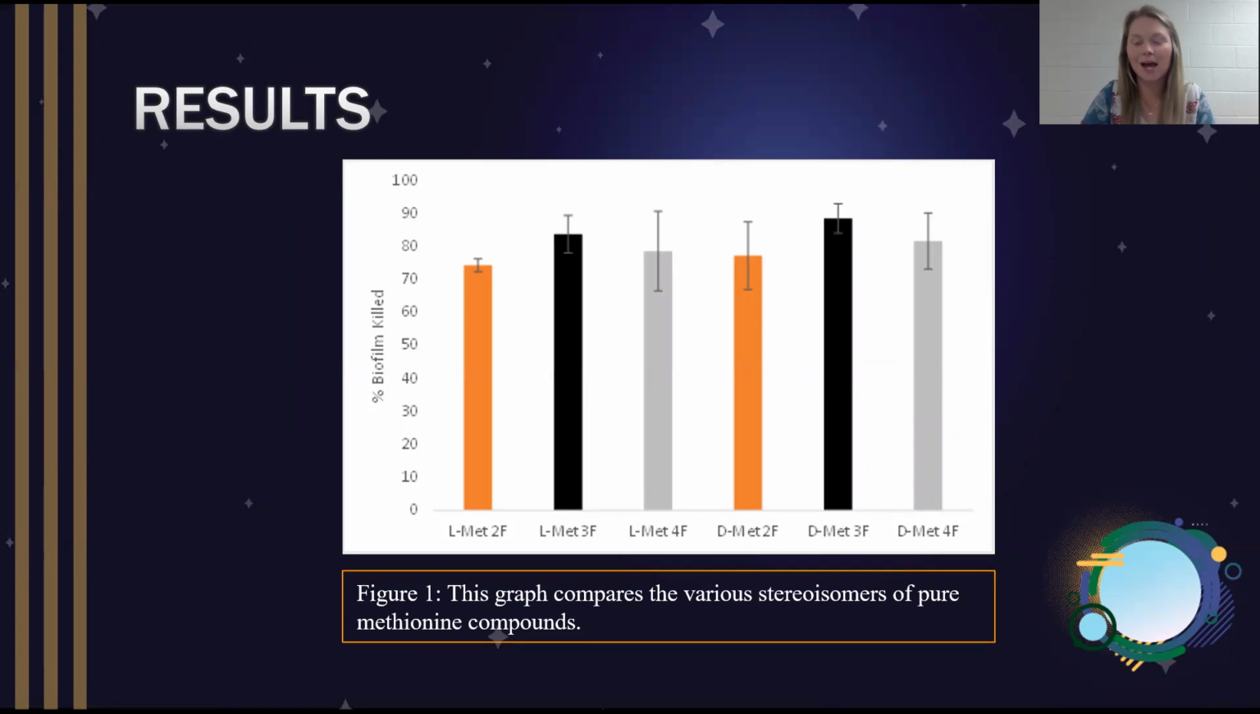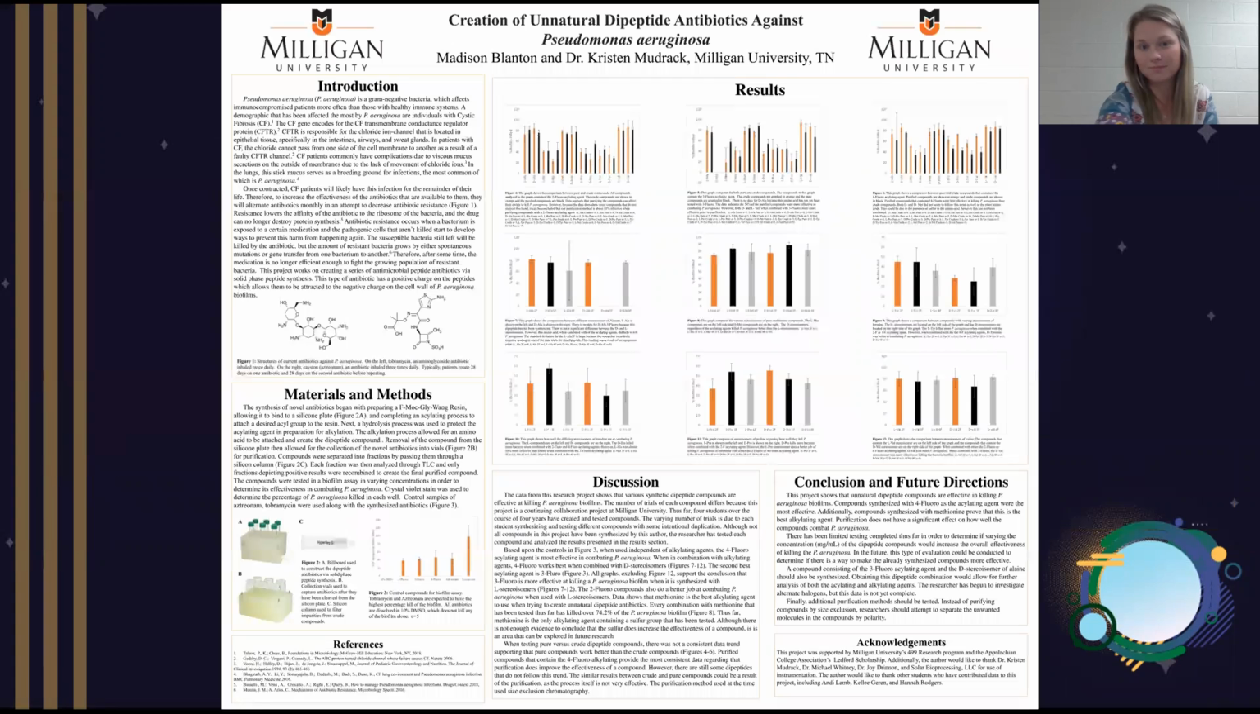Also, in my research, I have found that the methionine amino acid is the best alkylating agent that we have identified thus far in combating the Pseudomonas aeruginosa biofilm.